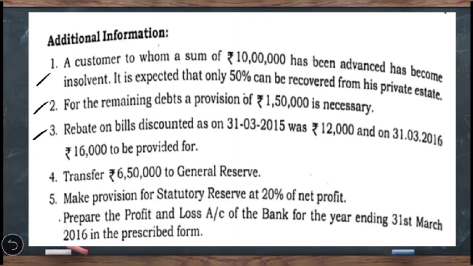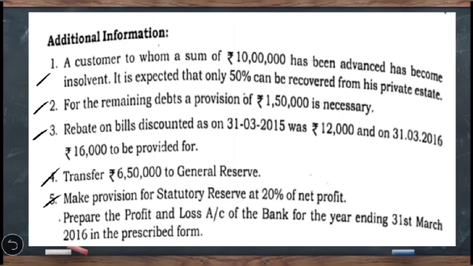Third one: rebate on bills discounted as on 31st March 2015 was rupees 12,000 and on 31st March 2016 is 16,000, which is to be provided for. Then the next point: transfer rupees 6,50,000 to general reserve. Then the fifth point: make provision for statutory reserve at 20% of net profit. The requirement is to prepare the profit and loss account of the bank for the year ended 31st March 2016 in the prescribed form.